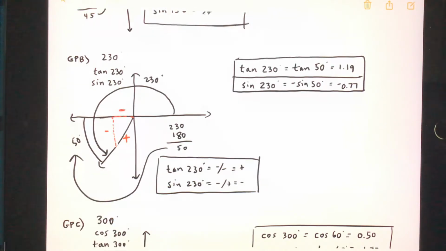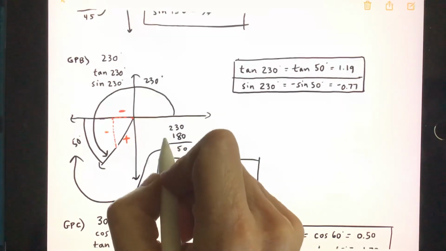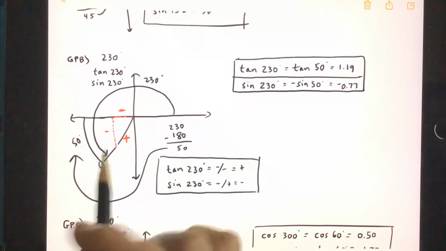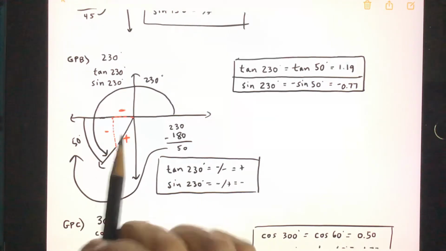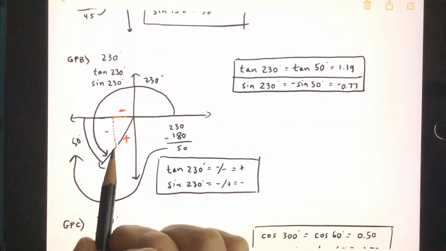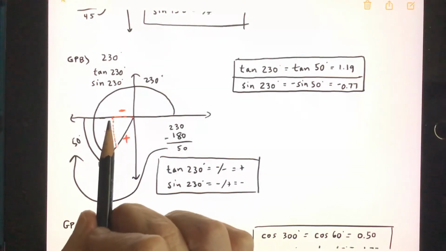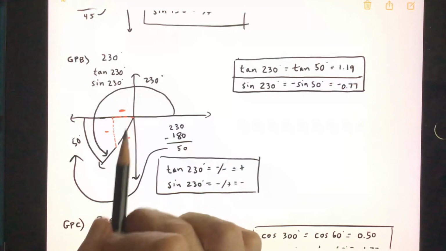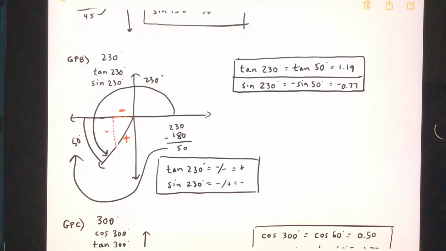So we are subtracting here, 230 minus 180 is 50 degrees. So our reference angle is 50 degrees. Now we're going to mark on our diagram here what our x and our y values are. To get over here to our terminal side of our angle, we'd have to go left, negative, and down, negative. Of course, the radius here, our hypotenuse, is always going to be a positive value.